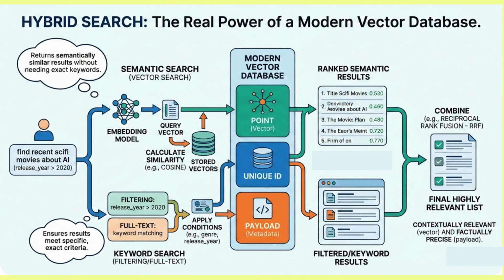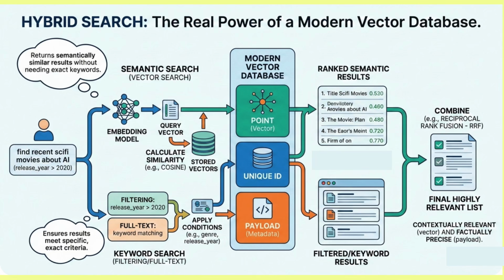Now, how do they combine? The hybrid approach uses a method called reciprocal rank fusion, or RRF, to combine the ranked lists from both the semantic search and the keyword search. The vector search returns documents ranked by semantic similarity score. The keyword search returns documents ranked by keyword relevance or simply selects a subset of documents. The hybrid search algorithm merges these two ranked lists into one final, highly relevant list, balancing conceptual meaning with specific constraints.